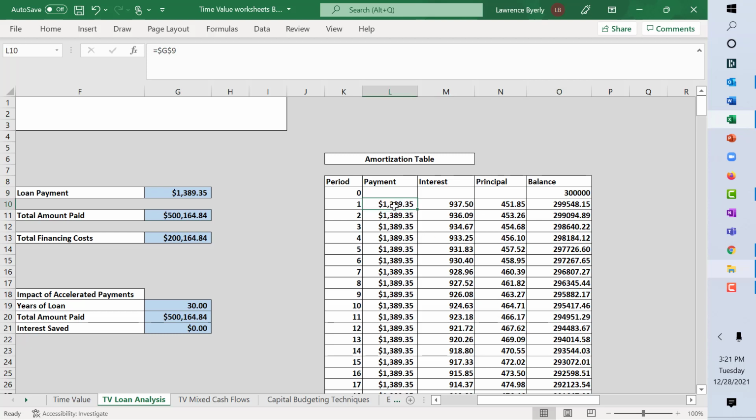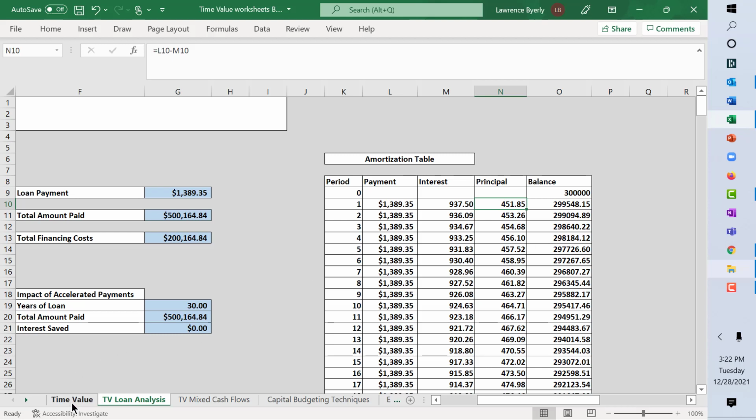So of the $1,389, the very first payment, $937 of that pays the bank interest, $451 reduces the loan. Now, how this works is, as you make payments, the principal reduces, so that means the interest reduces. Since the payment is fixed, if the interest goes down, that means that the principal goes up. So these are crossing paths, if you will. Interest goes down, the principal reduction goes up. So eventually you get to zero.